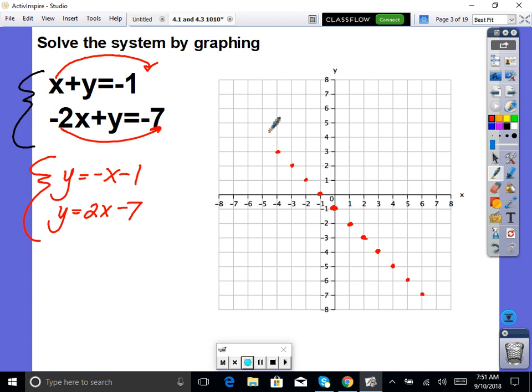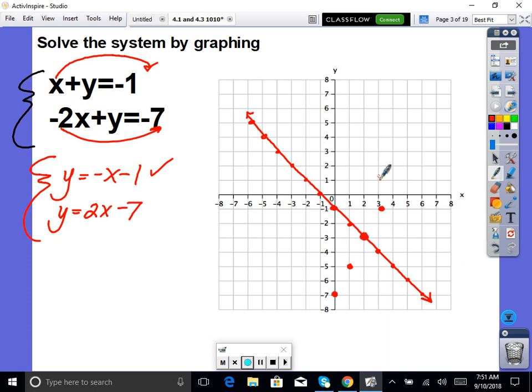So I'm just going to graph it as best and as accurately as possible. Then right here, that got off a little bit. Okay, let's graph this one. So we're at negative 7, and then our slope's up 2 over 1. So up 2 over 1. Up 2 over 1. Oh, there's our solution.